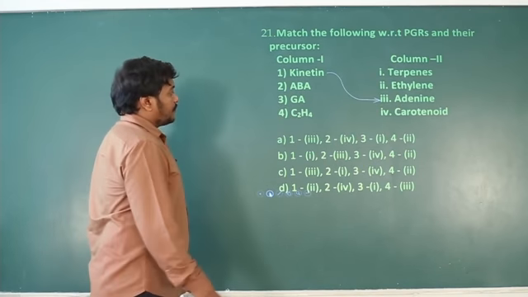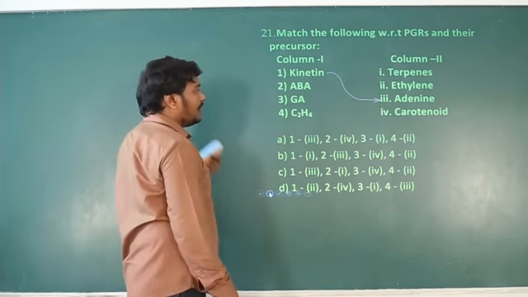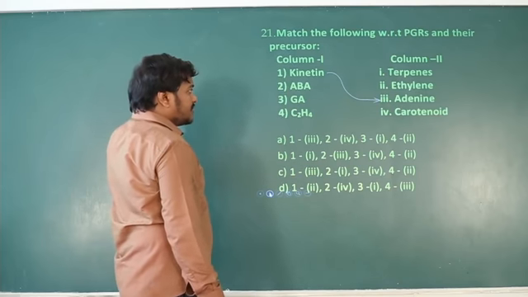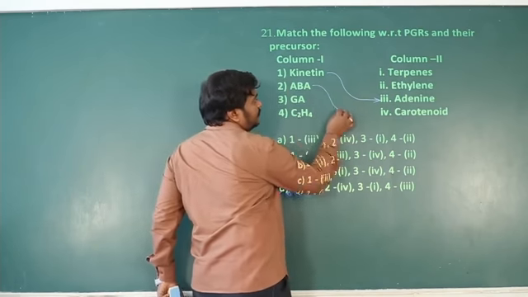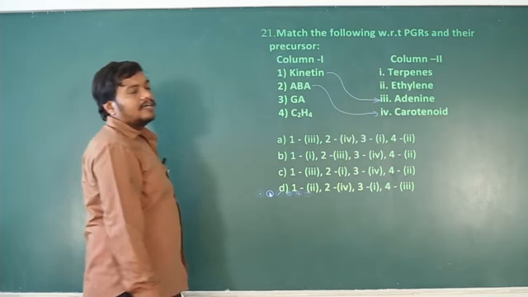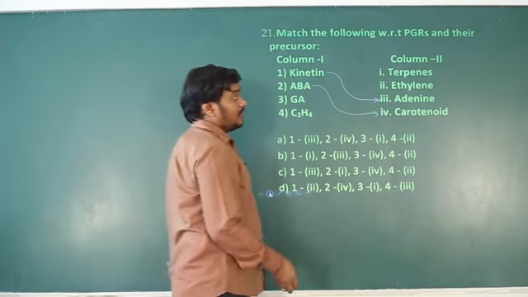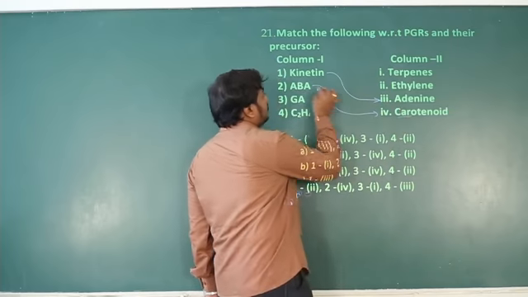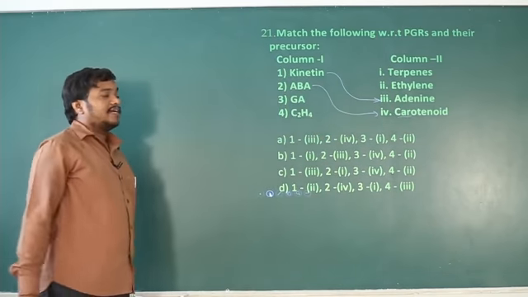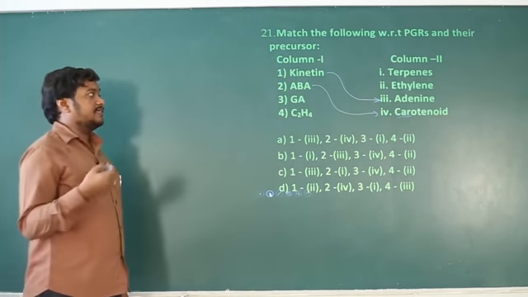Okay, so the third one is done. Then abscisic acid. Abscisic acid is a carotenoid derivative. You know the pigments: xanthophyll, chlorophyll A, chlorophyll B, xanthophyll and carotenoid. That yellow pigment is the precursor for ABA. ABA synthesis starts from carotenoid.